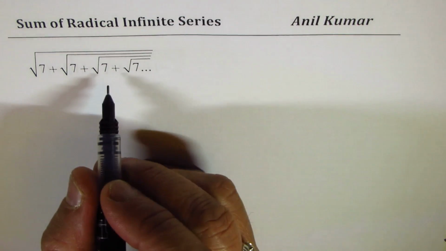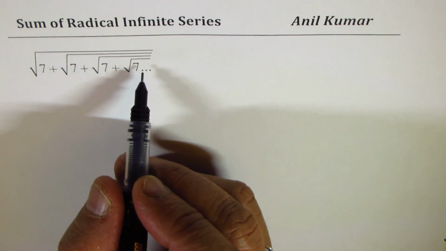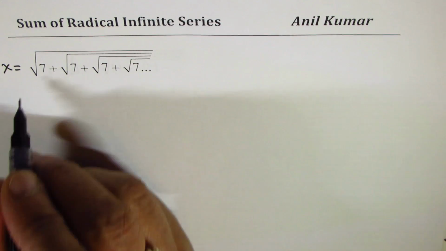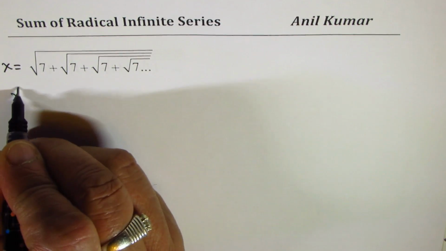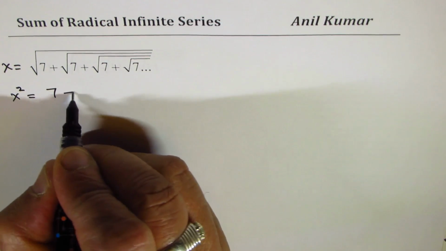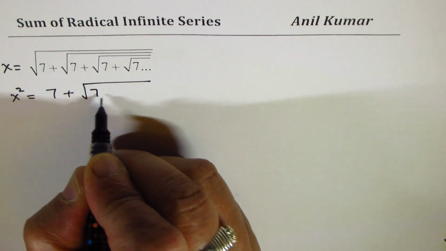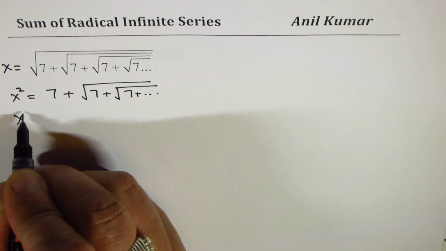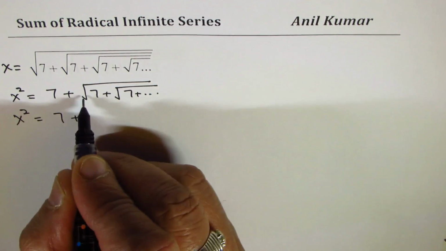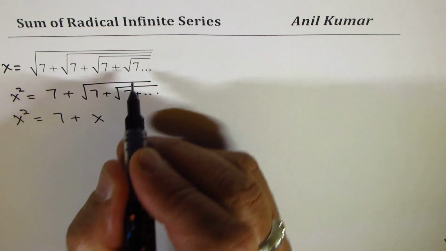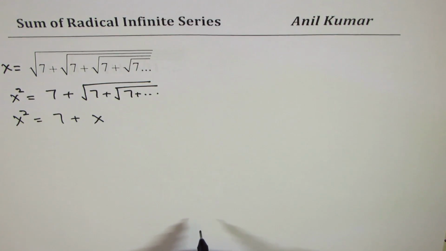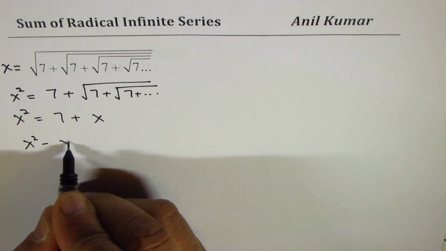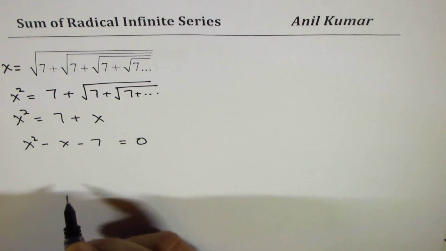Now we are looking into a question where we cannot really factor. So we can write this as equal to x, apply the same method, square both sides. You get x square equals 7 plus square root of 7 plus square root of 7 and so on. So which is x square equals 7 plus all this, which is also x, since it is an infinite series, right? So now bring them all together. We get x square minus x minus 7 equal to 0.